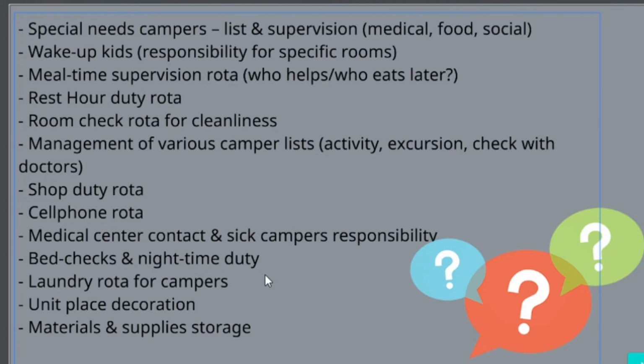Also, on the first day of the session, you need to know who will do the camp excursion, who is responsible for materials and supplies, and who will do the presentation with the unit.